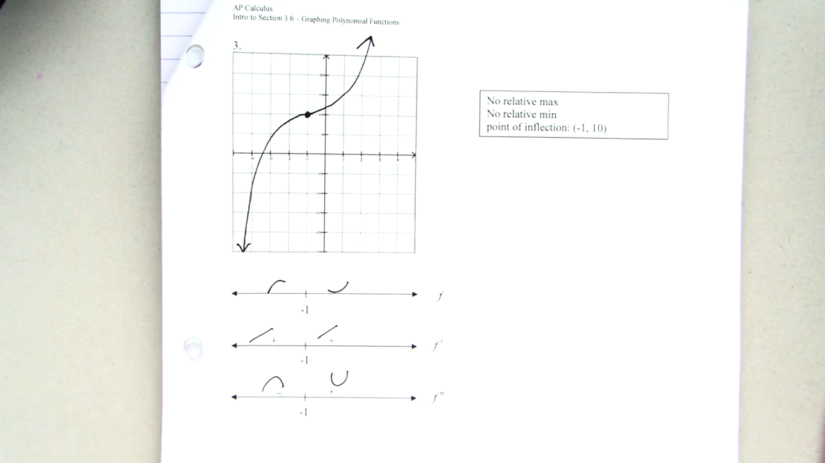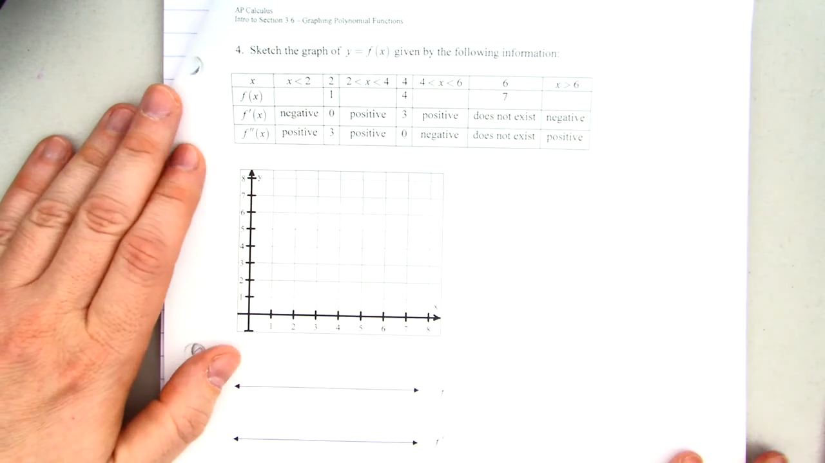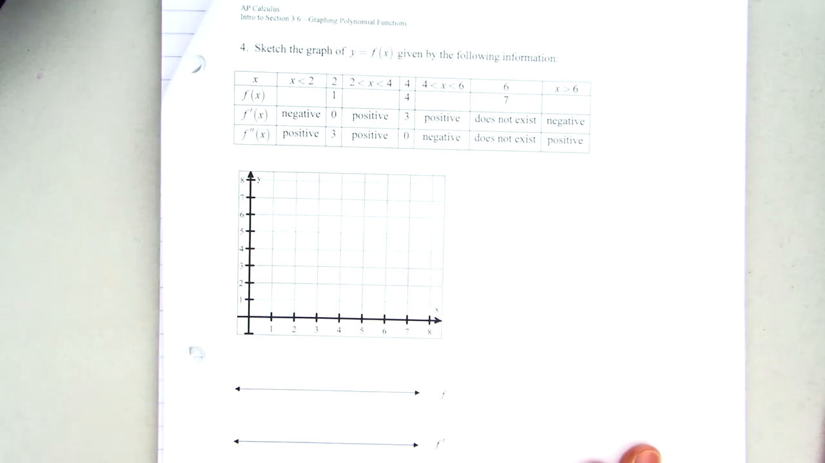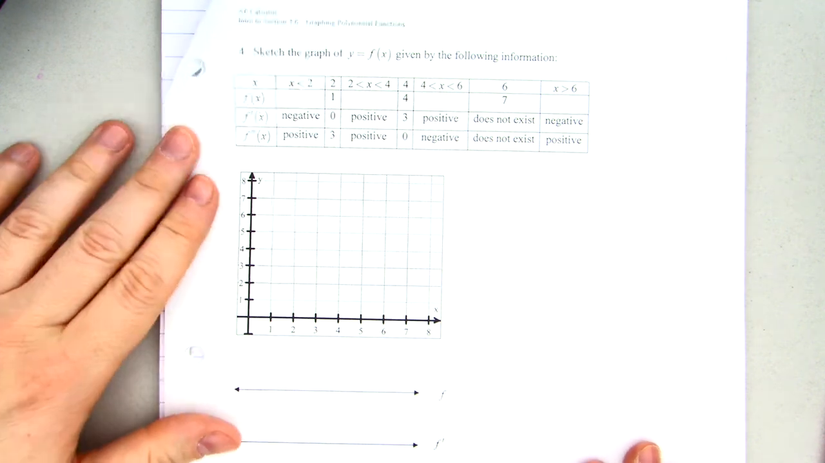I think there's one more in this packet of notes we're going to take a look at. Problem number 4. This one's a little bit different. They gave us some information in a table. I want to make my number lines, put tick marks on my number lines, all that stuff, and then get the points and all that.